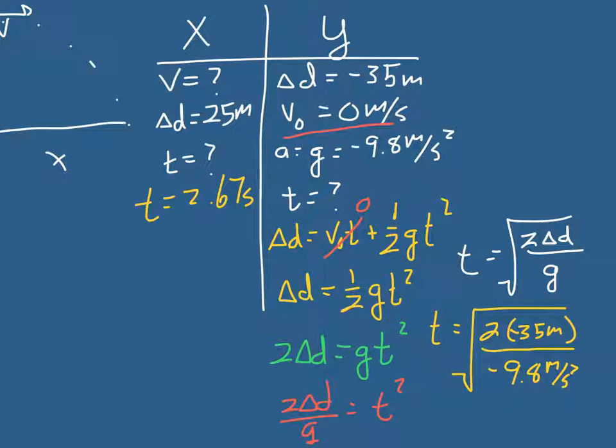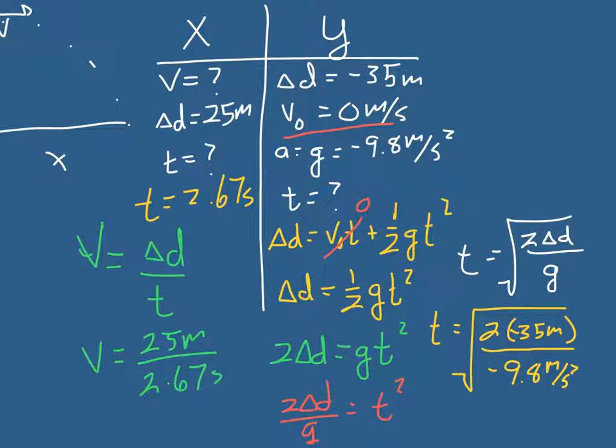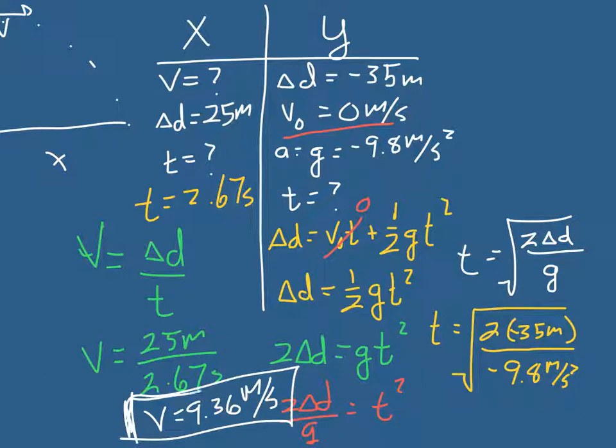Now, the velocity of an object is its change in distance, or its displacement, divided by time. So I simply plug in the numbers. We have 25 meters divided by 2.67 seconds, and that gives us a final answer for our launch velocity of 9.36 meters per second. So that is how you calculate the launch velocity when all you know is the height and how far it travels.